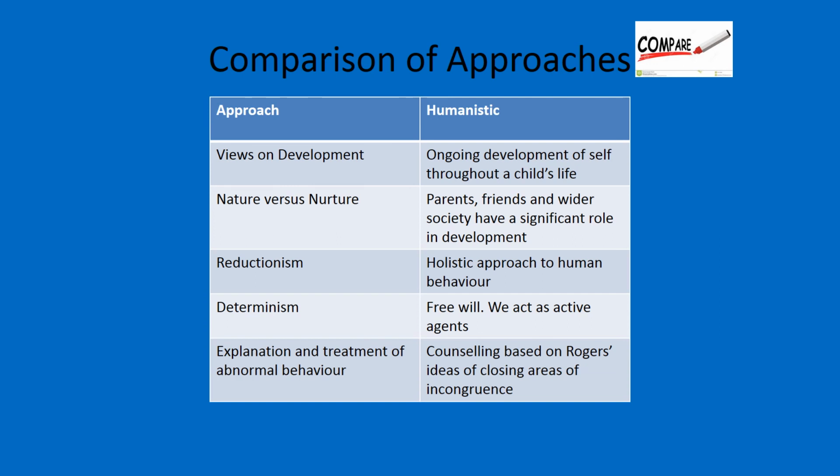And the last bit, explanation and treatment of abnormal behaviour. So this is the idea of person-centred counselling. I guess we could have put on there, based on Rogers' ideas of closing the areas of incongruence, trying to get that gap between the self-concept and the ideal self reduced down, because it's that gap, that incongruence, which is causing the anxiety, according to this approach.